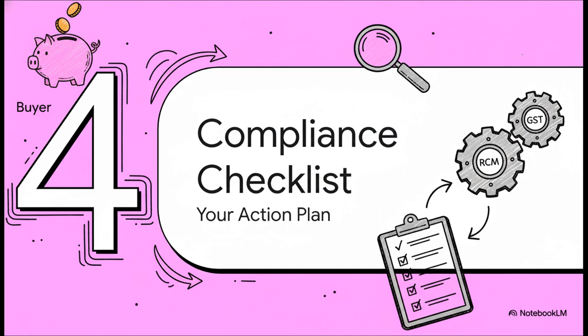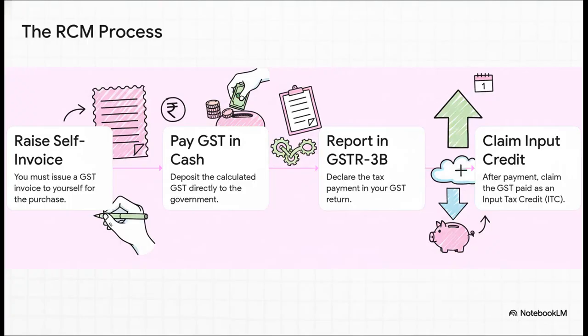All right, so you've just identified an RCM transaction. The next big question is, now what? What do you, as the buyer, actually have to do to handle this the right way? Let's walk through the exact steps. Here is your 4-step action plan. First, and this is going to sound a little strange, you have to issue an invoice to yourself. Second, you pay the GST directly to the government. And this is a big one. You have to pay it in cash, not by using any tax credits you have saved up.